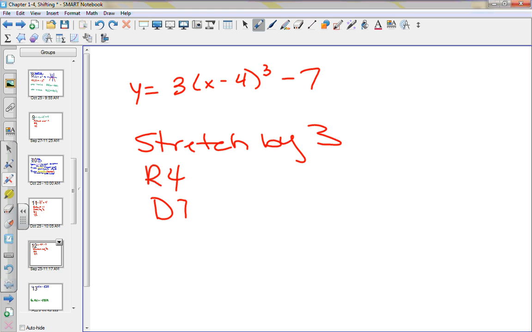Are you good, Alex? How'd you know it's reflecting over the y? We're going to talk about that in a minute. How did you say reflect over x on the one? How did you know? Because it's x squared. This is x cubed. Okay? And I'm going to talk about the next function here in a minute, and that's going to answer Colton's question.